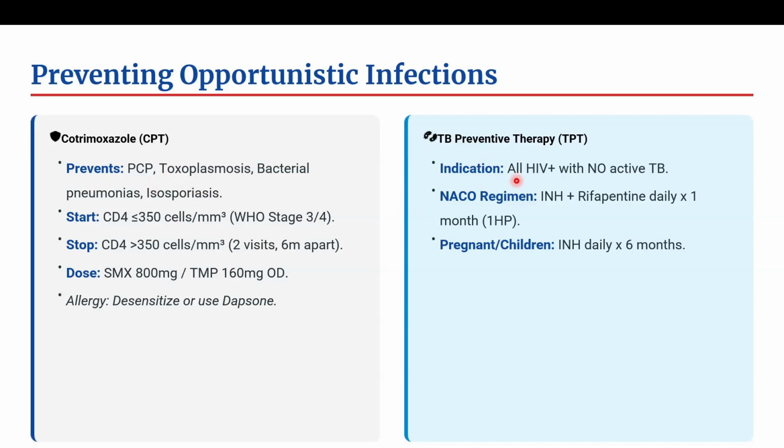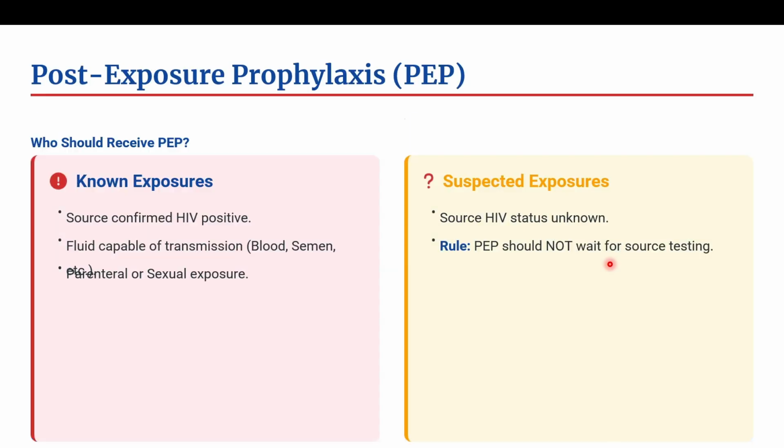TB preventive therapy: in all HIV patients with no active TB, try to give isoniazid and rifampicin daily for 1 month, also called the 1HP regimen. In pregnant women and children, give isoniazid monotherapy daily for 6 months.